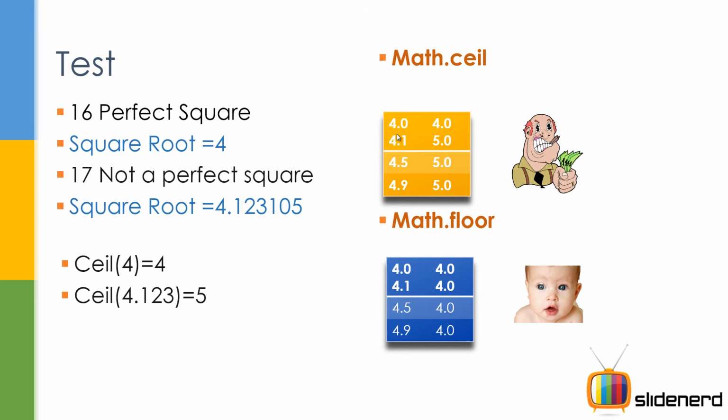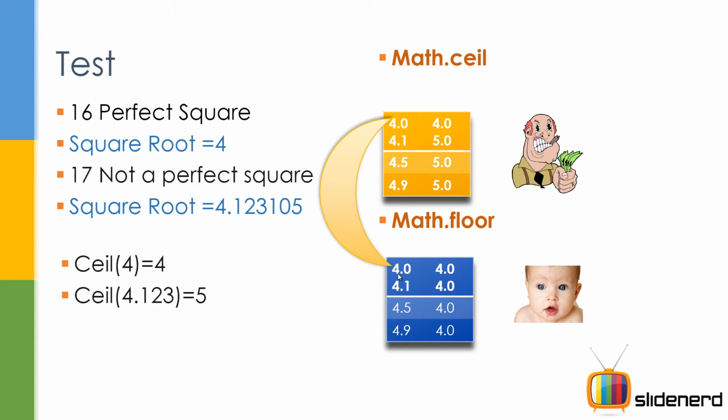So on the left-hand side, as you can see, ceil of 4 is 4, ceil of 4.123 is 5. So we are going to use this function and exploit the rounding property to test if it's a perfect square or not. So let's go ahead and see exactly how this works. As you can see, ceil and floor both have the same answers for a number like 4.0, 5.0, 6.0. So it's your choice. You can use either one of these functions to test the rounding effect.